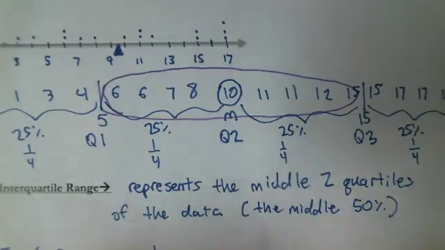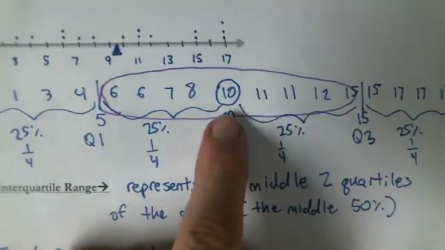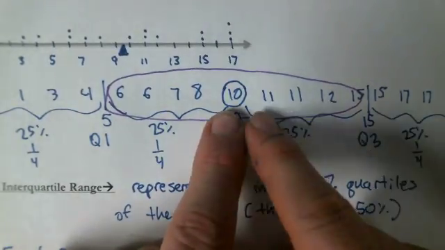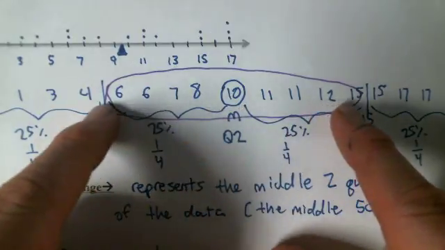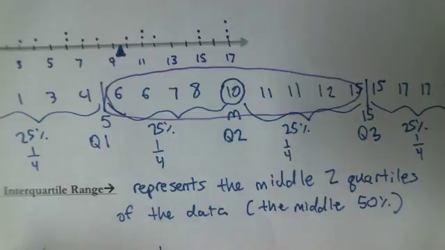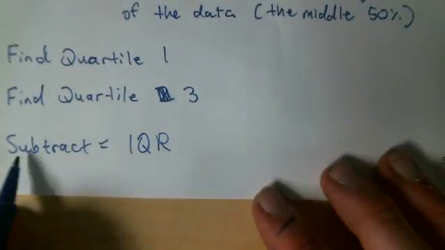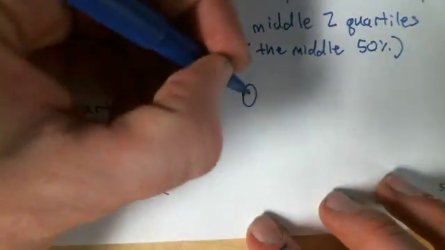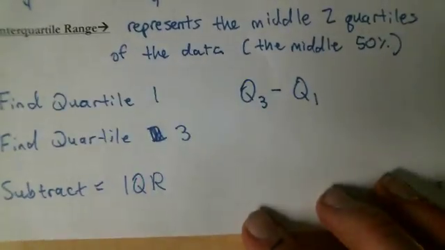So think about why that can be better than the mean. The mean and the median tell you the middle. The interquartile range tells you the middle 50%. So it's a bigger range. So how do I find the interquartile range? I subtract. I take quartile 3 minus quartile 1. That will tell me the interquartile range.